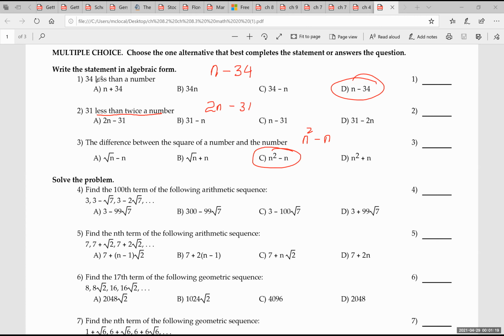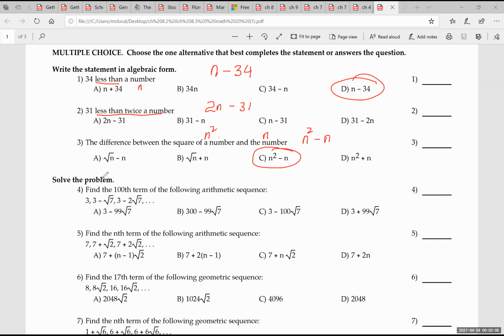Okay, so words like less than, always the variable comes first and the number will come next. So keep that in mind. When they say less than, the variable, that is a number we do not know, so we put that as n. This is called a variable. So that will come first and then the number comes afterwards. Even here, less than twice a number is 2n, so 2n minus 31. But when they say difference, then it just follows the same sequence, like square of a number, so n squared, and a number, so n squared minus n will give you the difference.